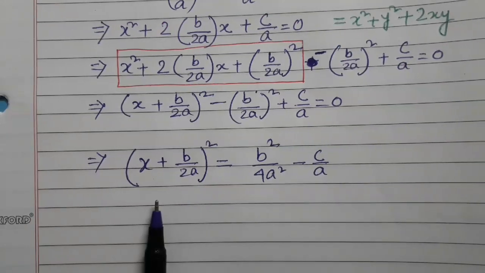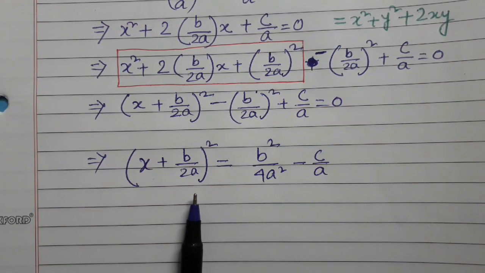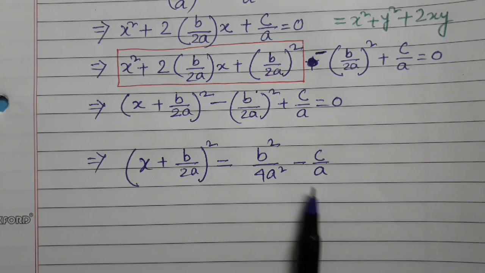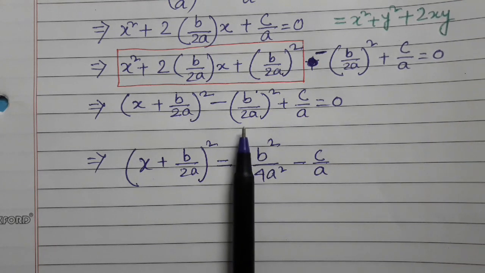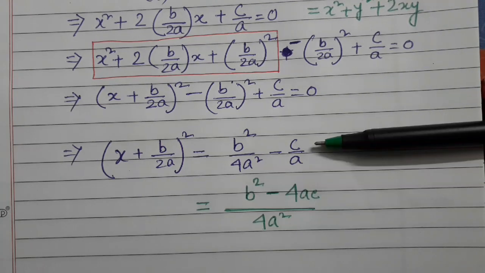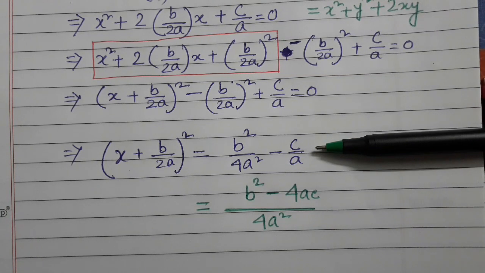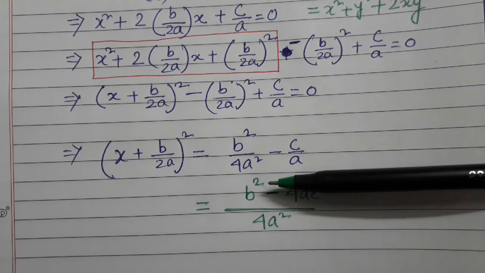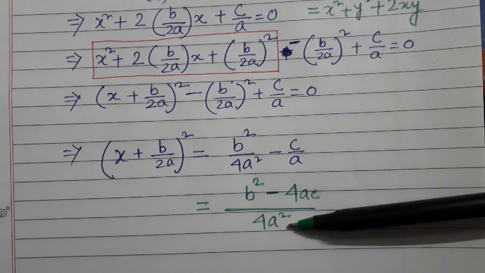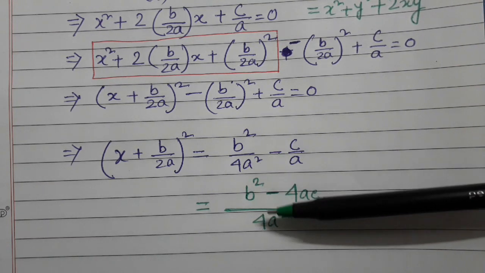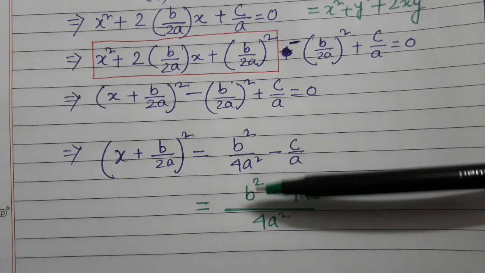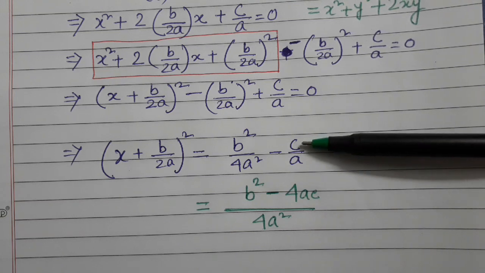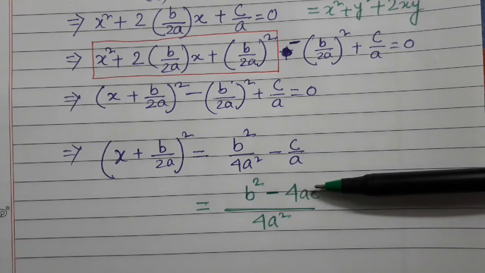Hence we can write x plus b by 2a whole square equals to b square by 4a square minus c by a. Here these two terms had been taken to this side. Now if we add these two terms, the LCM will be 4a square and the numerator will be b square minus 4ac. As we divide by 4a square, the quotient for b square is 1, so b square minus, and 4a will be the quotient for c, so 4a will be multiplied with c, so it will become minus 4ac.